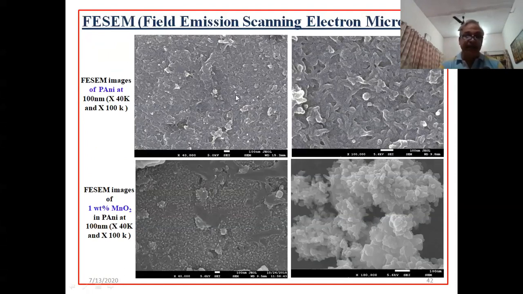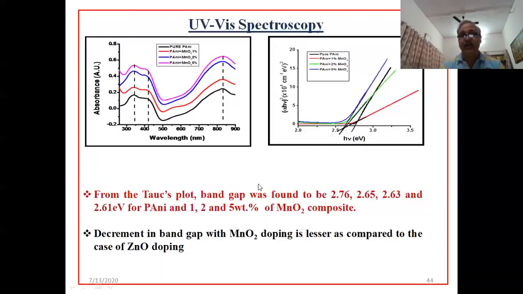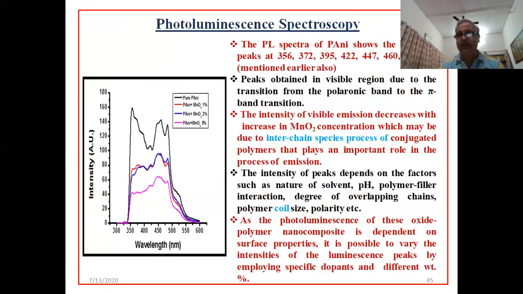At higher magnification, a cauliflower-like structure appears. This is a cauliflower-like structure. And in the ZnO case, we did not observe this. And this is the UV visible spectrometer. Here we also see that the band gap is decreasing as we increase the dopant. And this is the same PL, but different peaks are observed when we dope the ZnO.